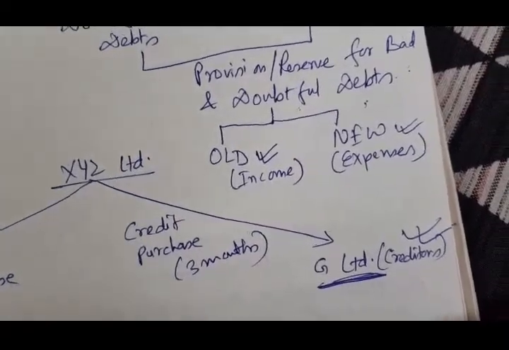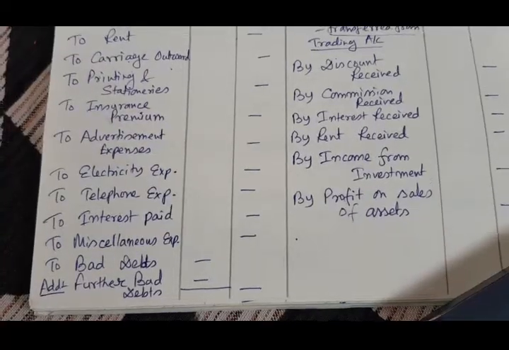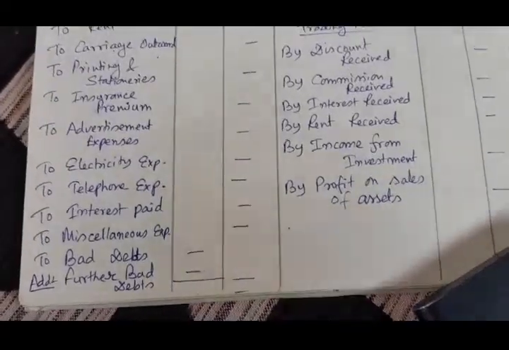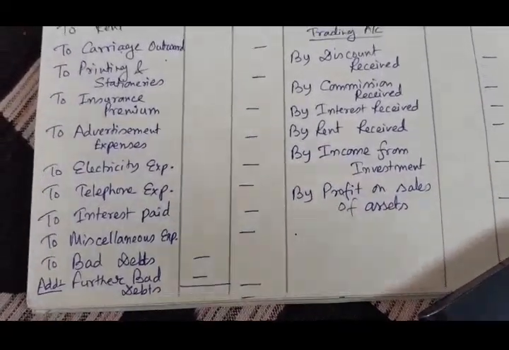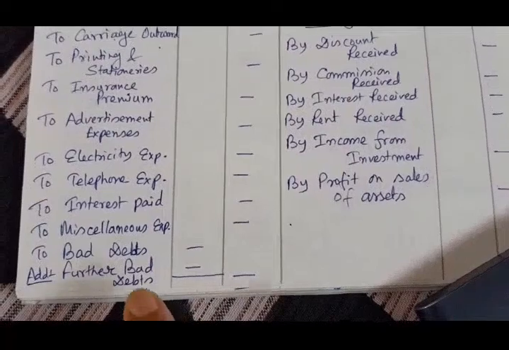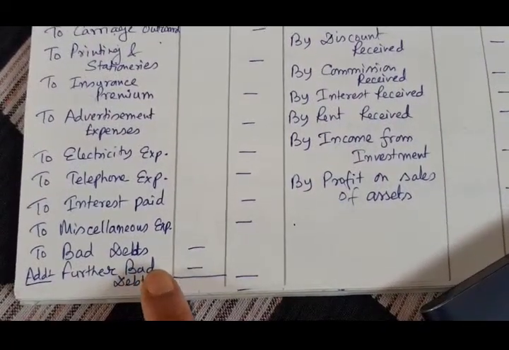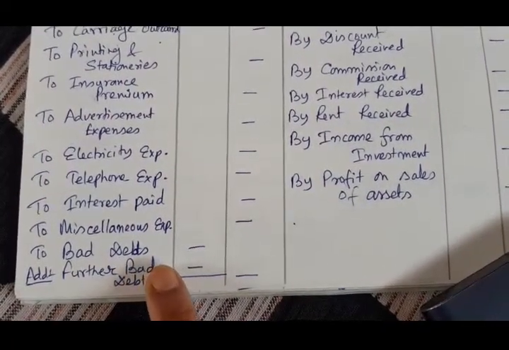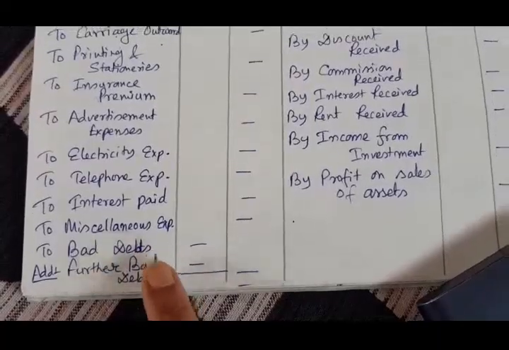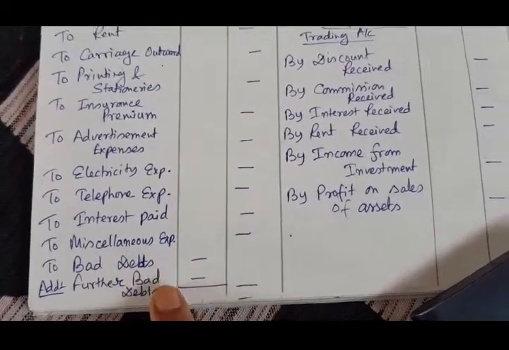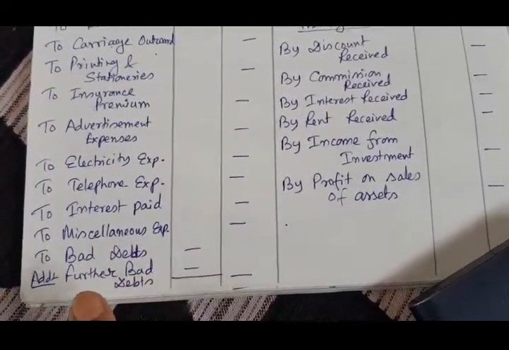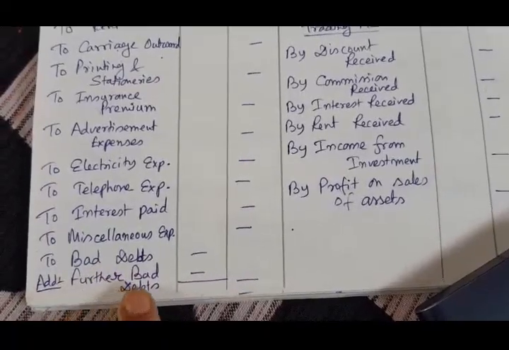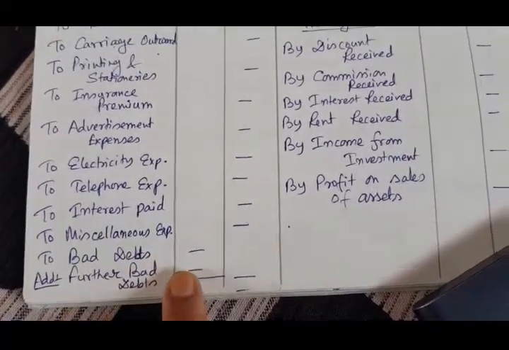Okay, now on the basis of the example I have illustrated, I am again carrying on in the format. See, bad debt I have written here, as I just explained that bad debt is the loss of the company. All expenses and all losses will come to your debit side, indirect one. So bad debt, I have added further bad debt. What is further bad debt? That I will explain to you.